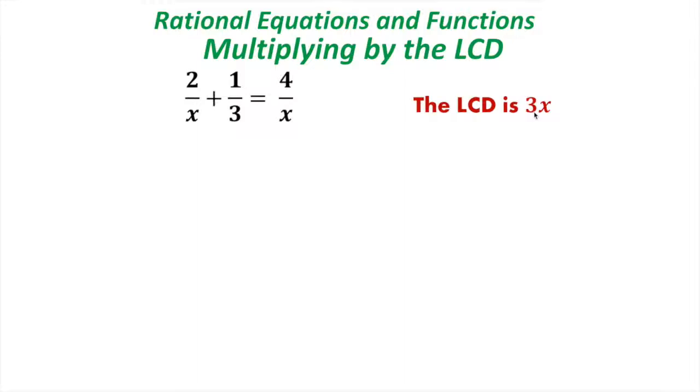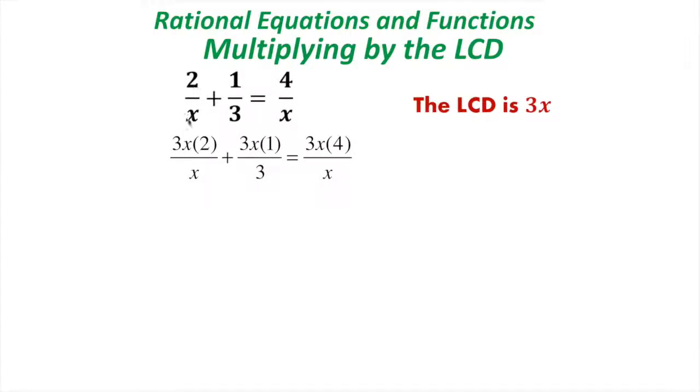We're not changing the value because remember, on an equation, as long as you do it to both sides completely, then you haven't changed the value at all. So we're not changing the value. What we're trying to do is get rid of these fractions, and you'll start to see that as we go through these. Okay, so I'm going to multiply each section by 3x.